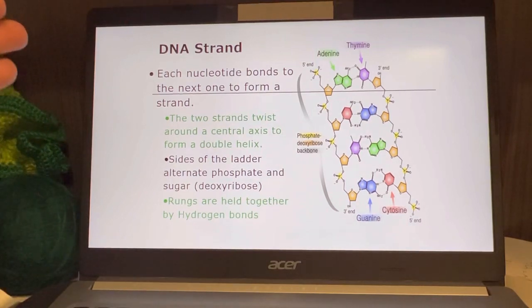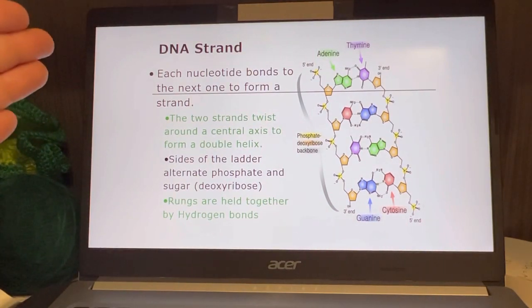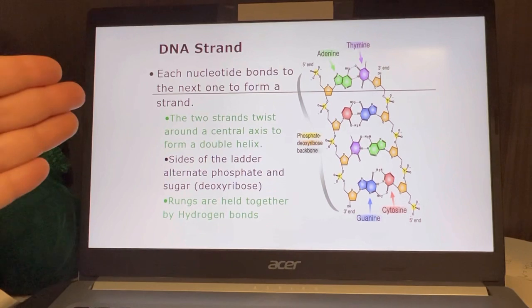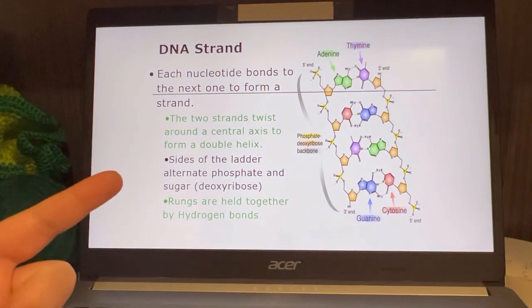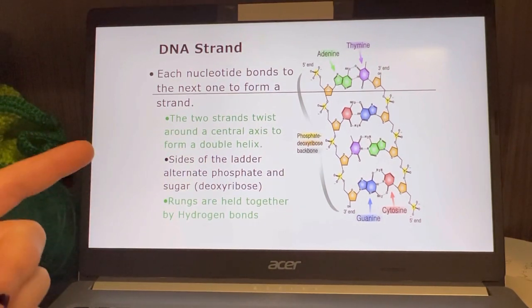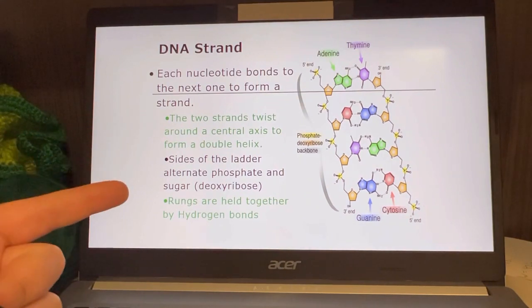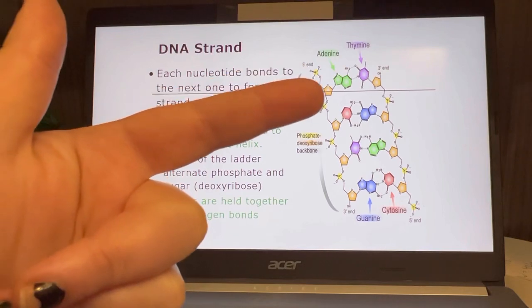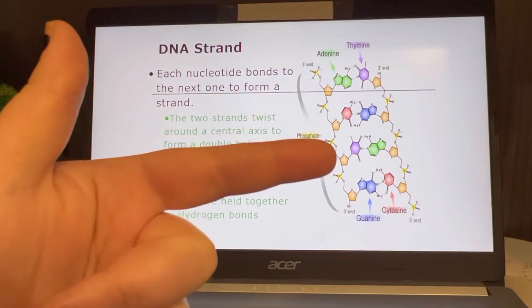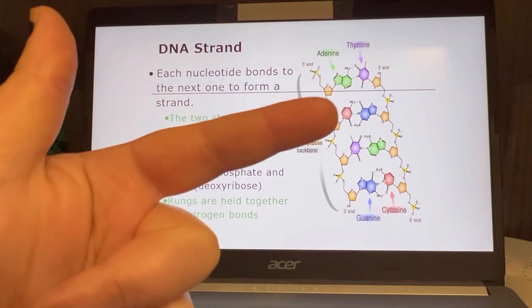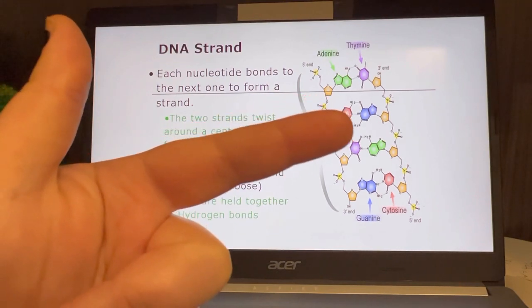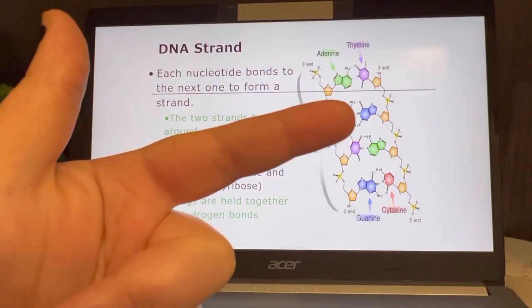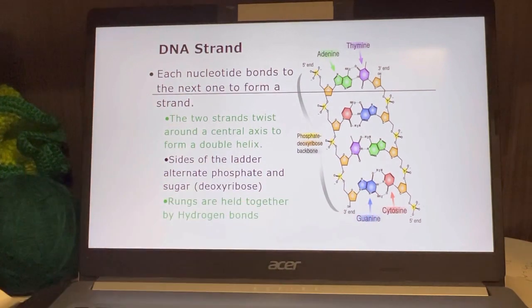Alright, so in a DNA strand, each nucleotide bonds to the next to form a strand. 2 strands twist around a central axis to form a double helix. The sides of the ladder alternate between a phosphate and a sugar, and the rungs are held together by hydrogen bonds. So, phosphate, sugar, adenine, thymine, cytosine, and guanine. Hydrogen bonds in between the middle here. You can see them faintly.